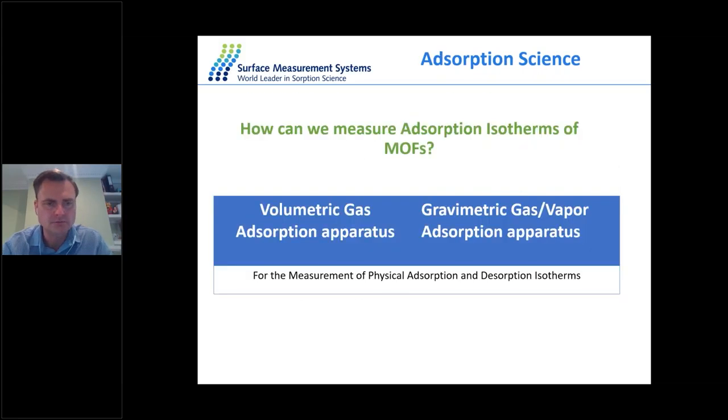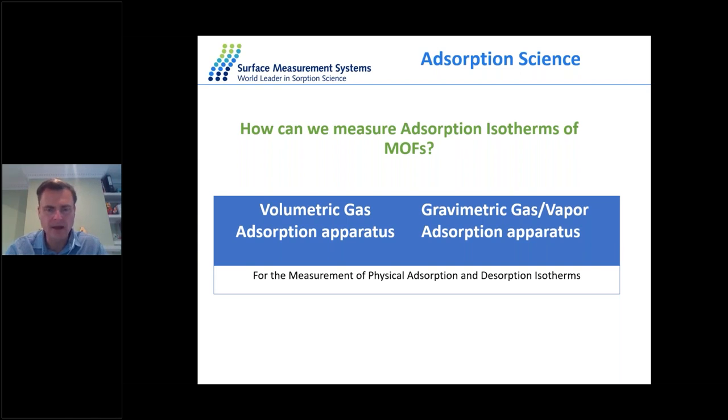Now, how can we collect the adsorption isotherms? There are two main techniques. One is the volumetric gas adsorption apparatus. Historically, adsorption isotherms were collected using a volumetric method, probing pores using liquid nitrogen. This is very powerful data which gives information about the porosity and also the surface area. It is one of the go-to techniques to obtain the surface area and pore volume of materials.